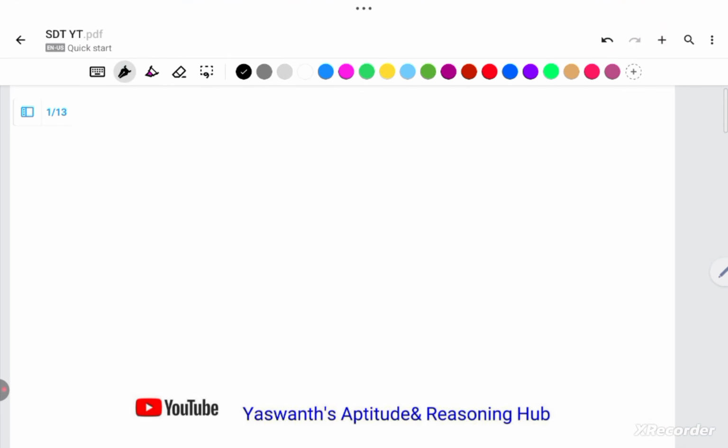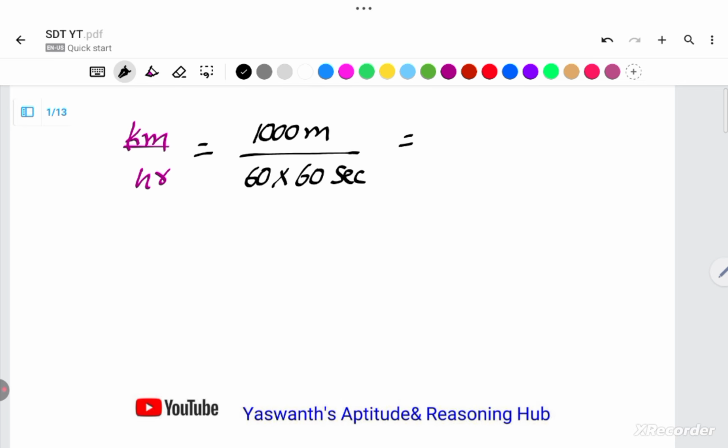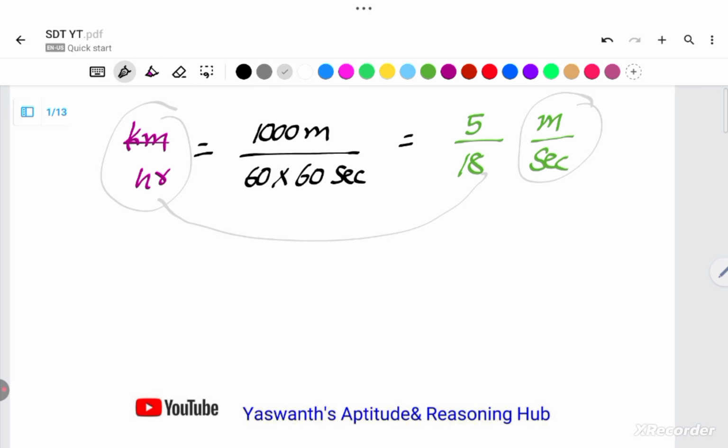How will we convert from kilometer per hour to meter per second? Simply, we know that 1 kilometer is equal to 1000 meters, whereas 1 hour is equal to 60 minutes and 1 minute is equal to 60 seconds. After cancellations, the simplified form will be equal to 5 by 18 meter per second. So whenever we are converting from kilometer per hour to meter per second, we'll simply multiply it with 5 by 18.